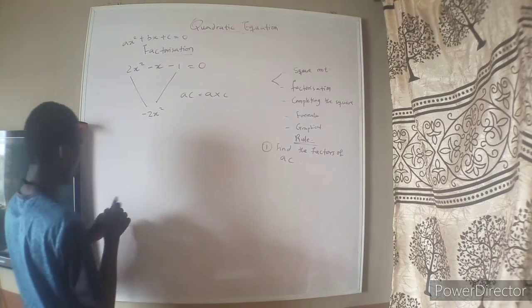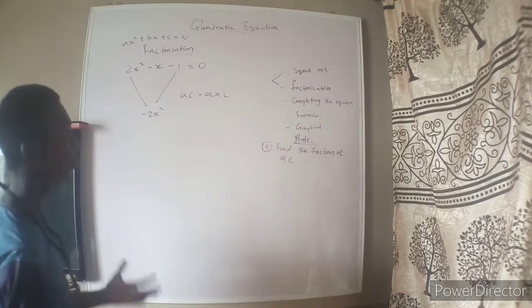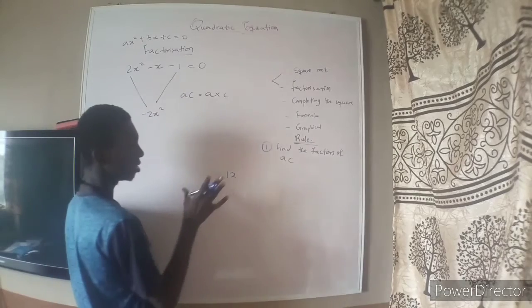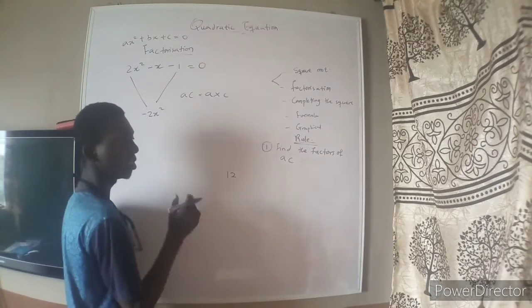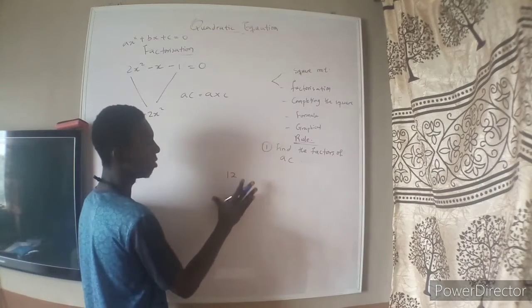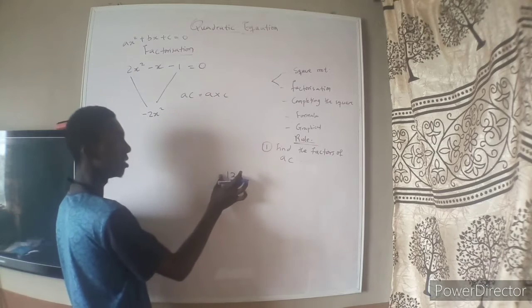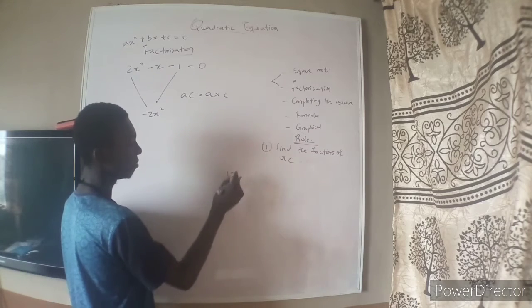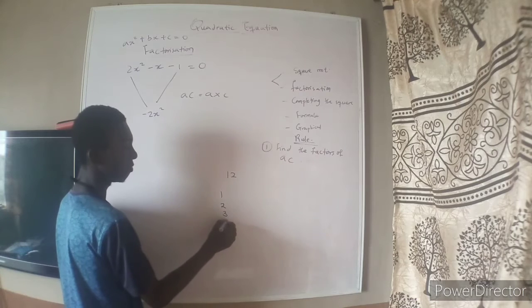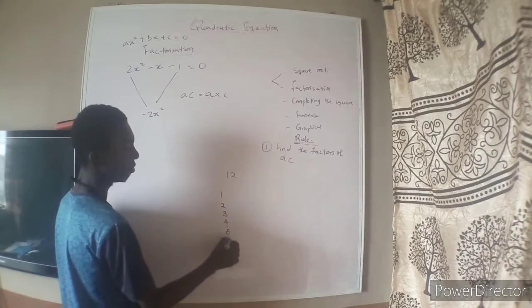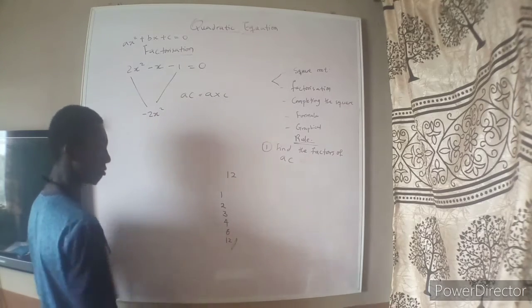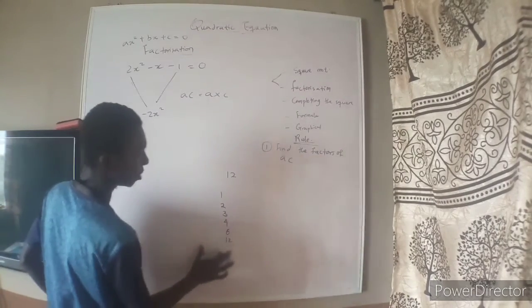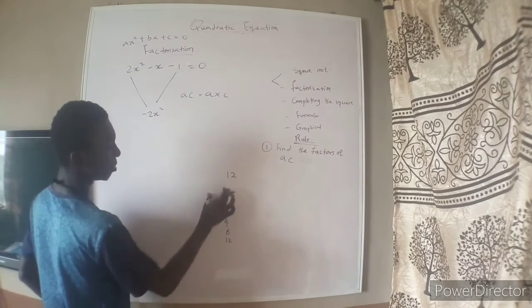When we are talking about factors, for instance, if we are given 12, we ask for the factors of 12. They are numbers that multiply to give this, that is, numbers that can divide this without any remainder. For example, 1 can divide without any remainder, 2 can, 3 can, 4 can, 6 can also divide, and 12 itself can divide. All these are factors of 12. So now, what are the factors? Well, multiplication of two factors gives AC.